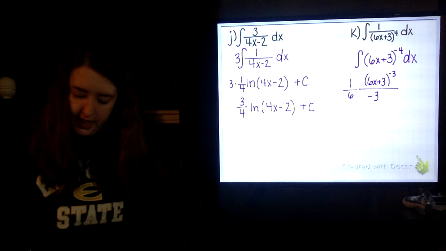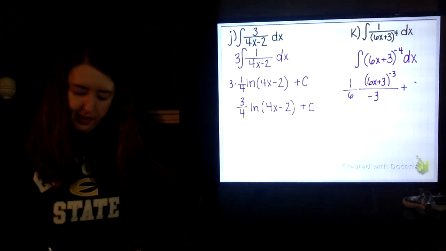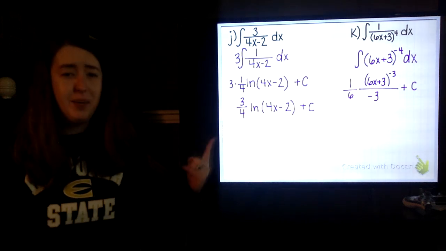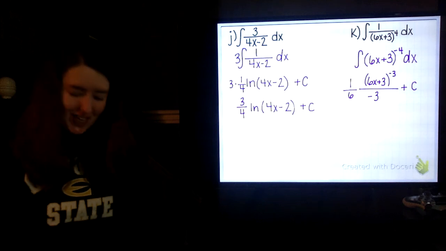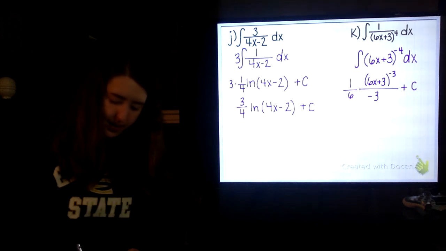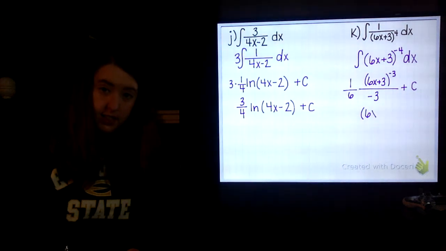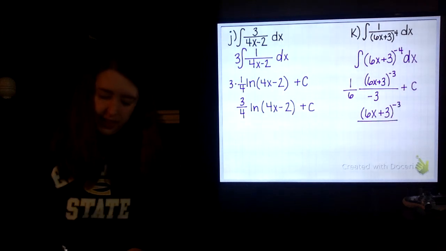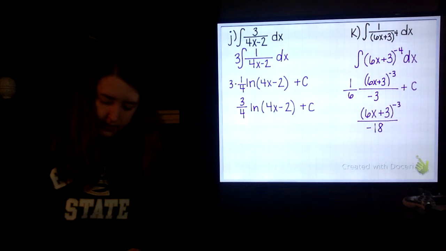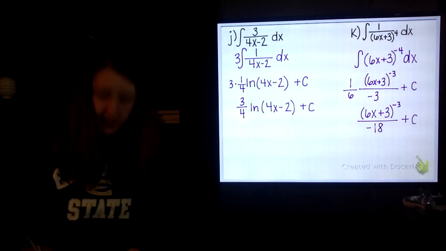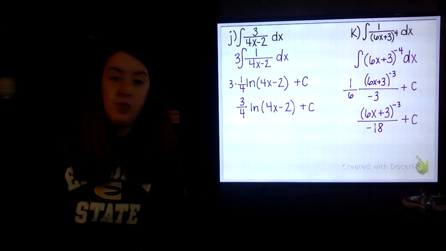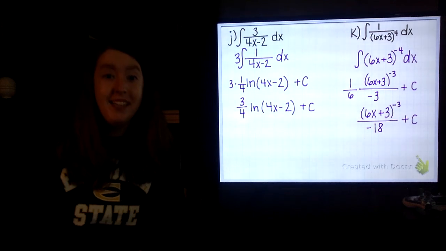And then after I take an indefinite integral, I need to make sure that I have a plus c at the end. Once again, it bugs me, so I want to simplify it. I'm going to multiply straight across. So I'm just going to end up with 6x plus 3 to the negative 3rd over 6 times negative 3, which is negative 18, plus c there at the end. You can simplify and move it around in different ways if it makes you happy. Whatever floats your boat. Okay, one last challenge one.